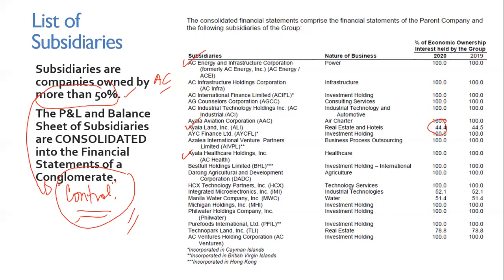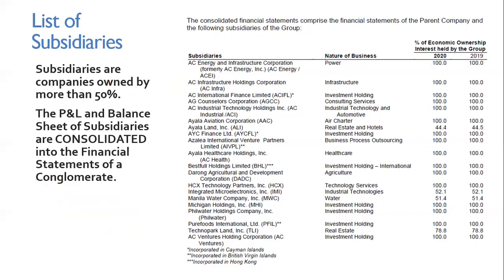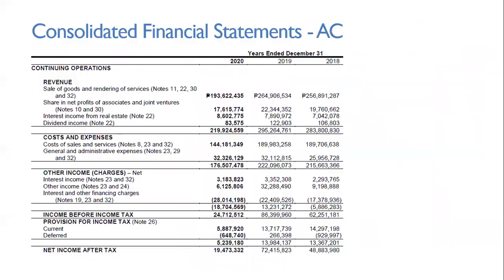So, pag nakita mo yung number kanina, ayan, may nakita tayong number, di ba? Consolidated revenues, 193 billion. So, yung 193 billion na yan ay total ng revenues ng lahat ng subsidiaries. Okay? Pag tinotal mo yung revenues nilang lahat, 193 billion yan. Okay? Now, kung napansin mo naman sa income statement, merong isang line na tinatawag na share in net profits of associates and joint ventures. Okay?